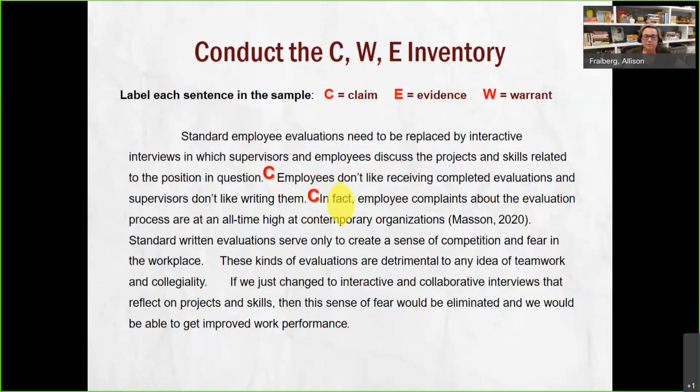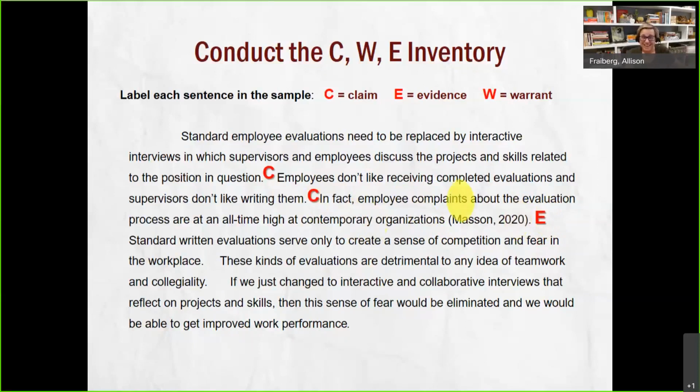Next sentence. In fact, employee complaints about the evaluation process are at an all-time high at contemporary organizations. And that's from Masson in 2020. Is that claim, evidence, or warrant? That's evidence because it is from a source. Masson actually did suggest that.